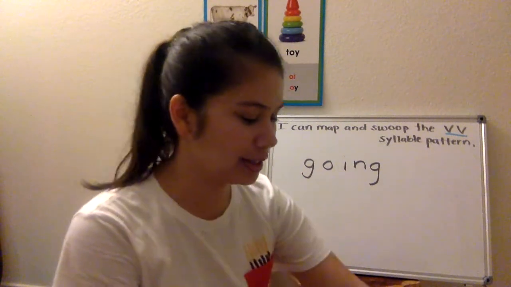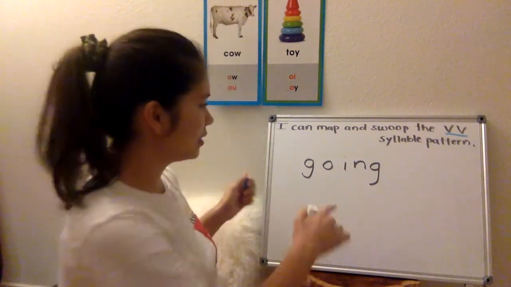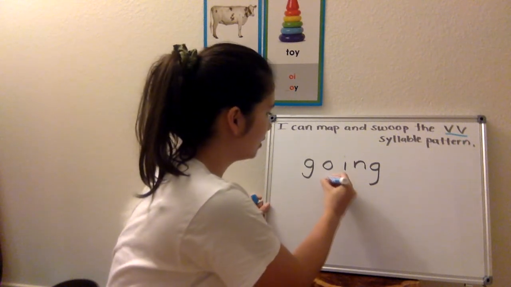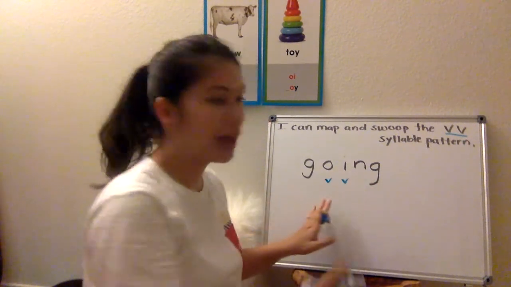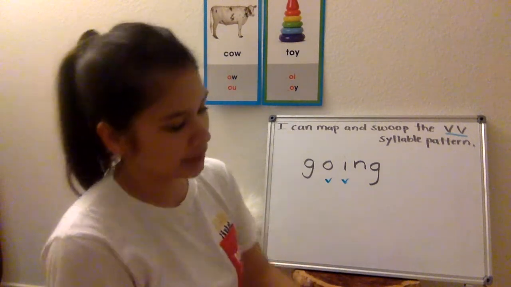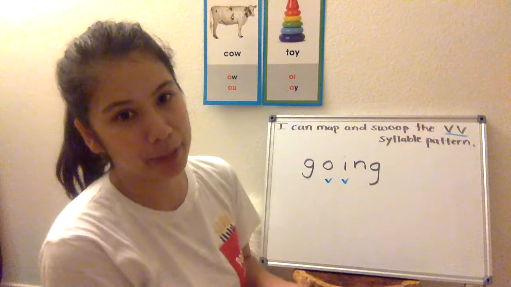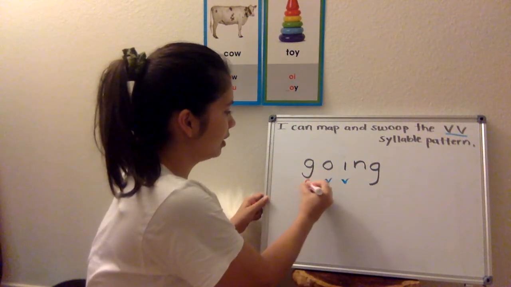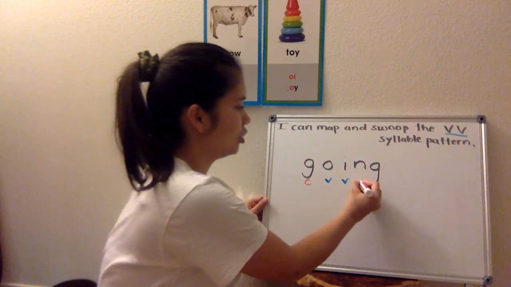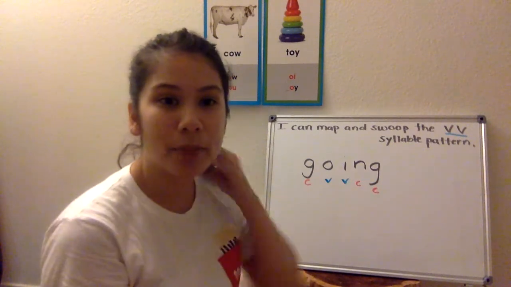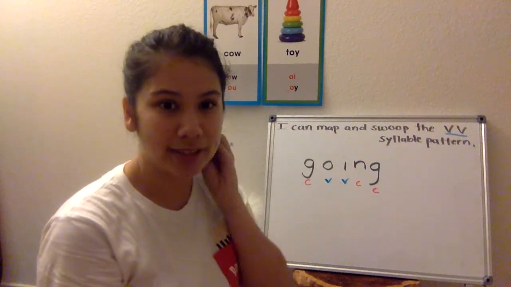vowels and my consonants. I'm starting with the vowels. I notice that O and I are both vowels. That's why I wrote a V underneath each of those letters because they're both vowels. And then now I'm going to map out my consonants. So I know that G is a consonant, and so are N and G. So now I've mapped out my vowels and I've mapped out my consonants.